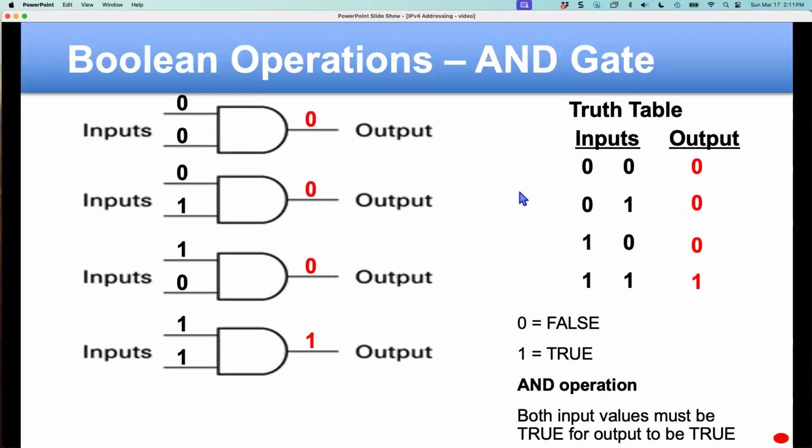By the way, the way that a device determines what network it belongs to, I mentioned this before, is that it does a bitwise AND operation. This is an AND gate here. If we use 0 for false and 1 for true, in an AND gate both input values have to be true for the output to be true.